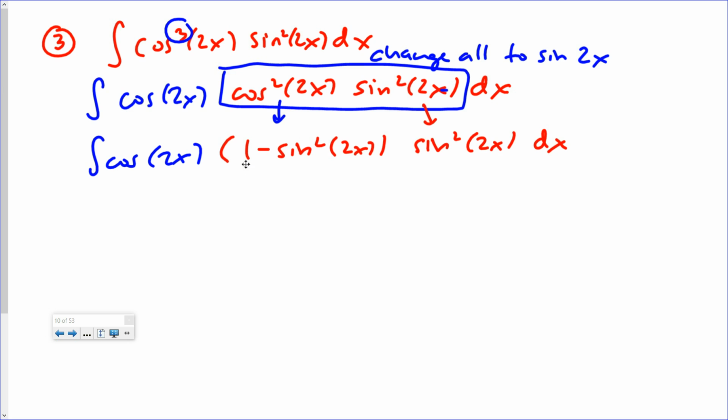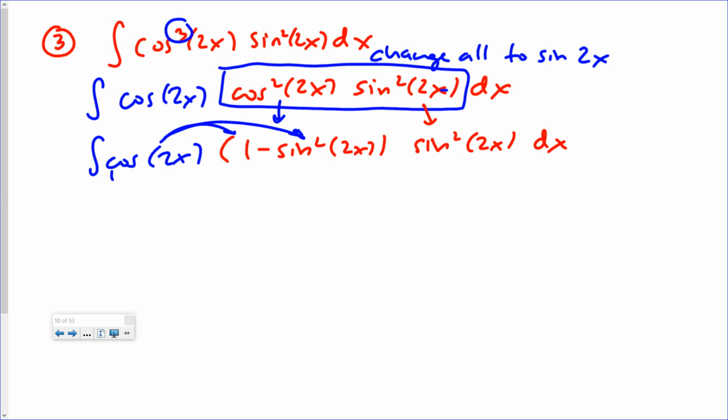I save a cosine and change everything to sine. From here, what I want to do is buy one, get as many free as I can, okay? And that just means get all pluses and minuses here. Don't have anything that I can distribute. So what I'm going to do here is I'm actually going to distribute this cosine here.